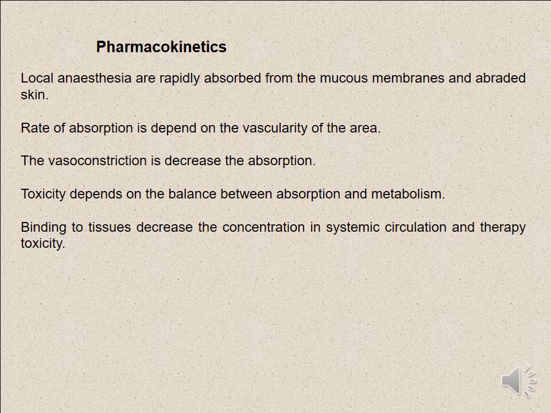The toxicity depends on the balance between absorption and metabolism. The local anesthetic drug is metabolized and then excreted by the kidney, so it has less toxicity. Binding to tissue decreases the concentration in systemic circulation and therefore toxicity. If the local anesthetic agent binds to the tissues of the body, it reduces the concentration within the circulatory system.